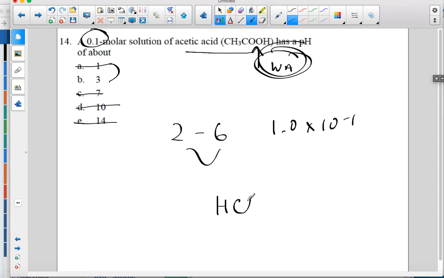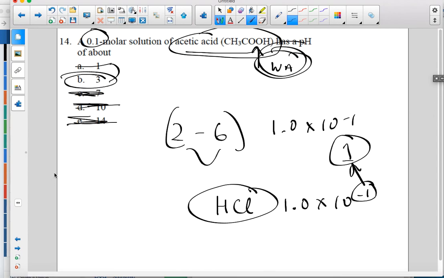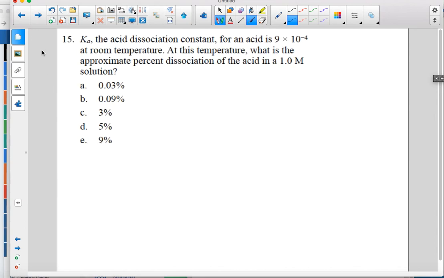If I had HCl and my concentration was 1.0 times 10 to the negative first, and I took the negative log of that, that would be 1. So the only way that could be 1 is if that was a 0.1 molar solution of a strong acid. You know acetic acid is weak, so when you think about it, you can already eliminate answer choices that don't even apply. So the correct answer is going to be a pH of about 3 probably. You're just estimating in that case.